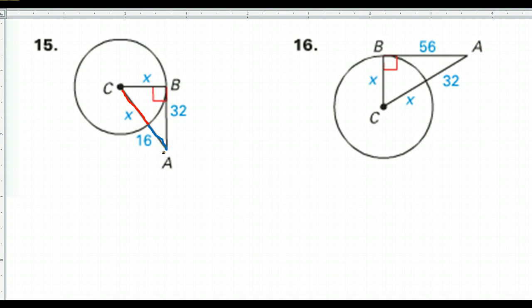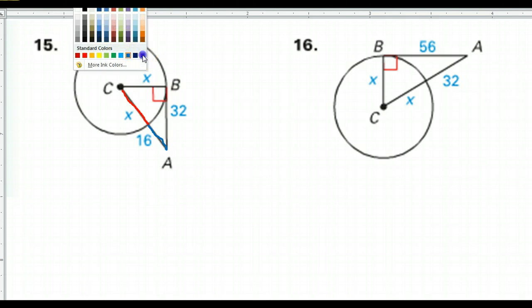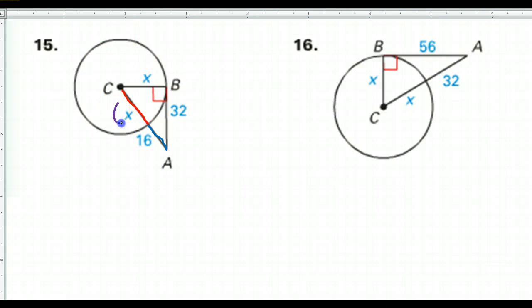Okay, that's two different things. So if I want one expression for the entire hypotenuse, I'm going to have to add. So the whole hypotenuse is x plus 16. So I'm still going to do the Pythagorean theorem, but I have to deal with this binomial now, this x plus 16 for the hypotenuse. So let's see how that works out.